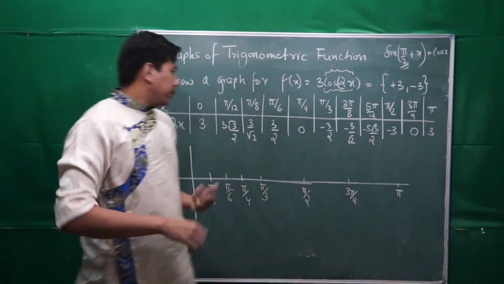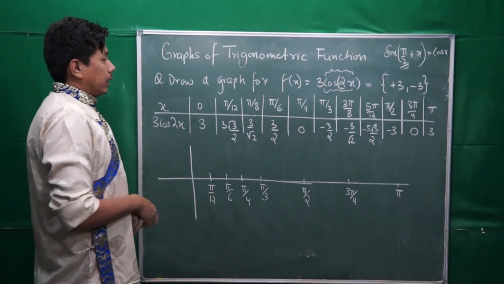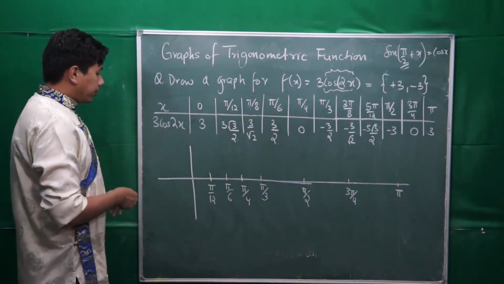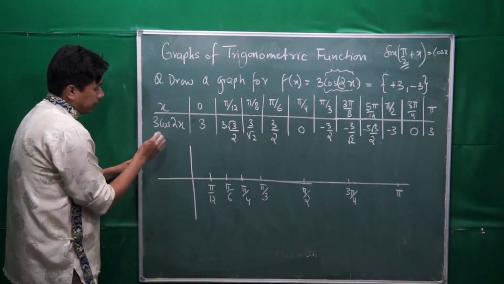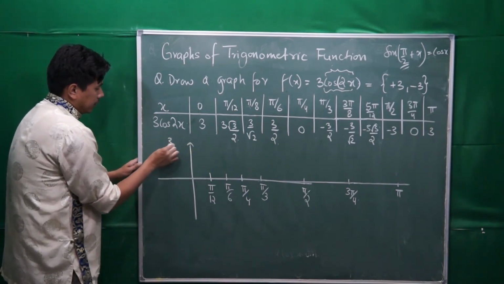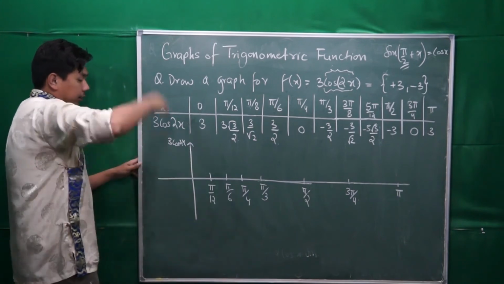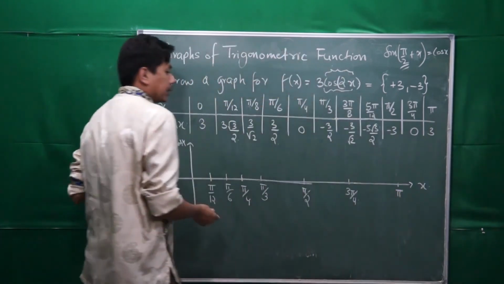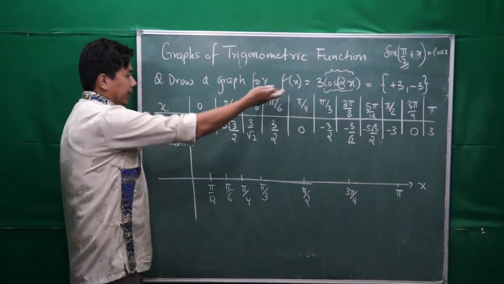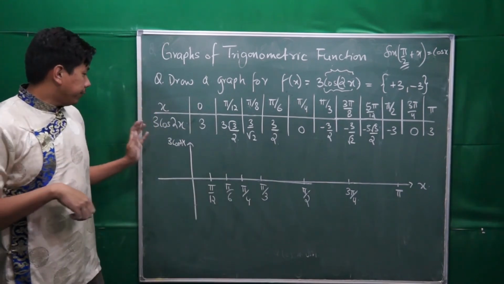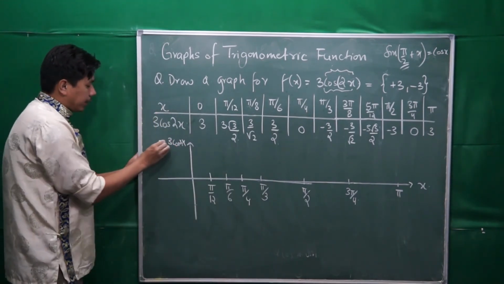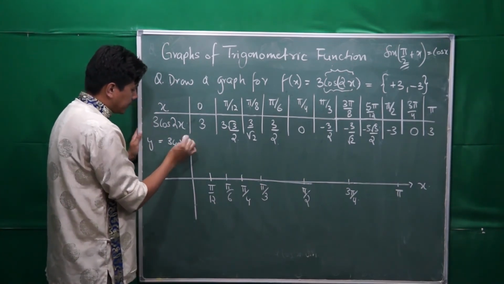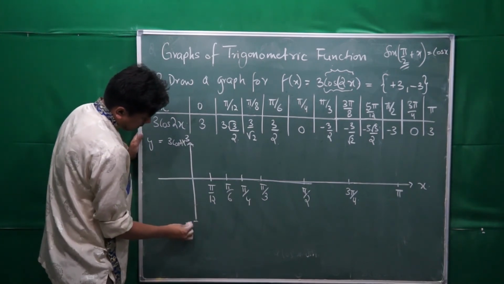Alright. Now that being said, if you try to plot the graph using the values over here, then we are going to get something like this. This is 3 cos 2x along the y-axis, and along the x-axis we are going to use the value of x. So for x we have certain angles which have been written over here, and for 3 cos 2x, let's say this is y. The maximum value that is possible in this case is 3, and the minimum value is minus 3.